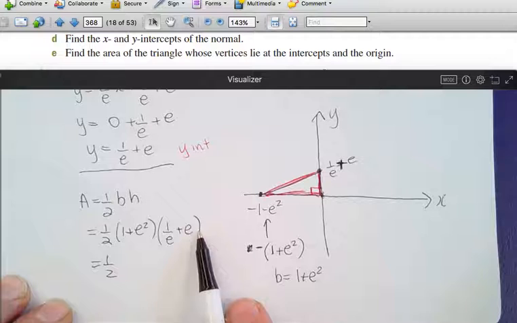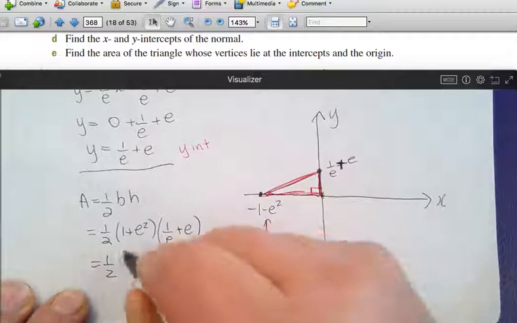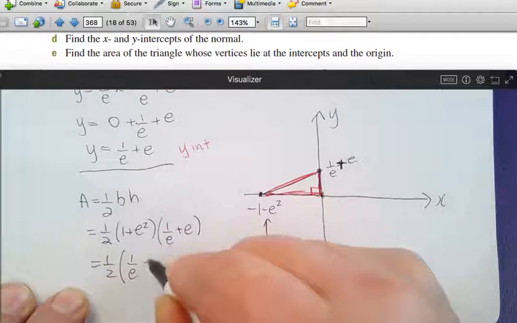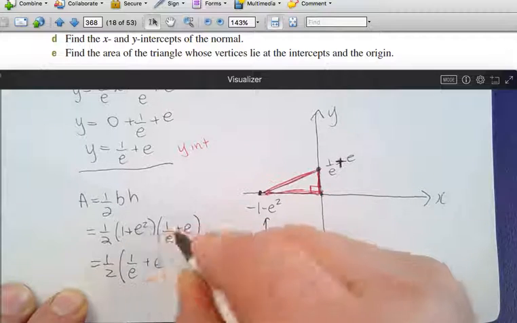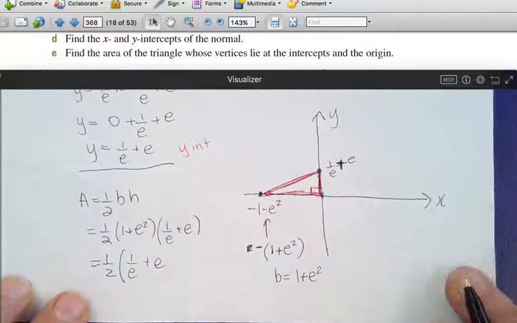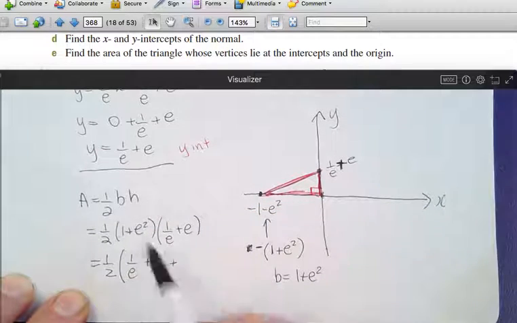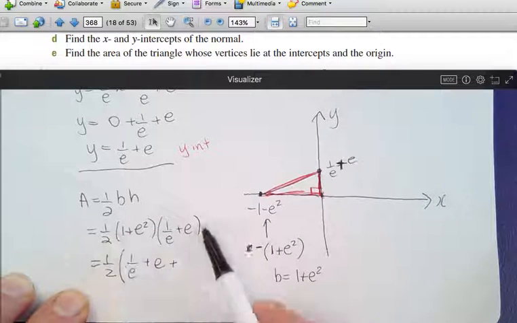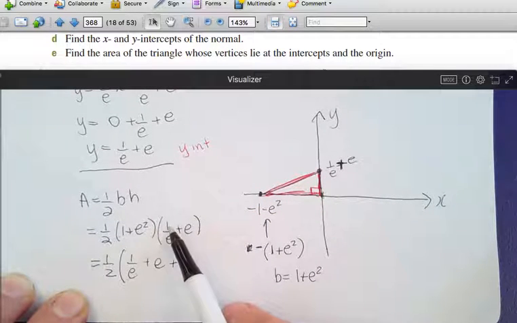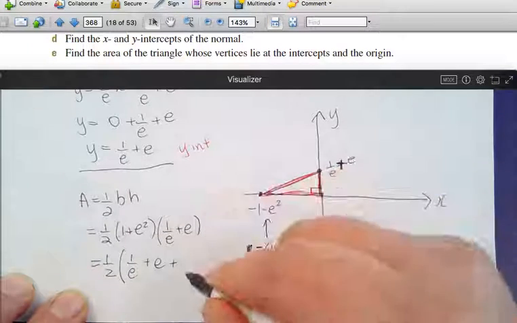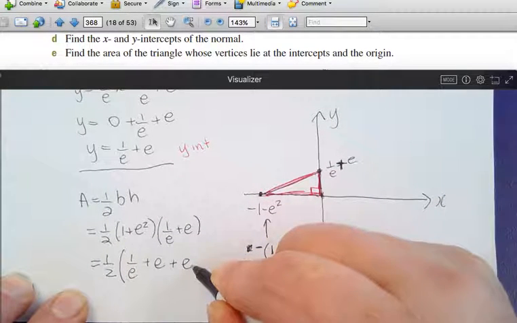Expand the brackets. 1 times 1 on e is 1 on e plus e. What do you get here? e squared on e. So 1 times 1 on e is 1 on e. 1 times e is e. e squared times 1 on e is e squared on e, which is just e. Yes? No?